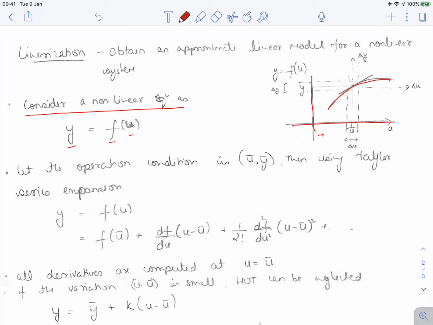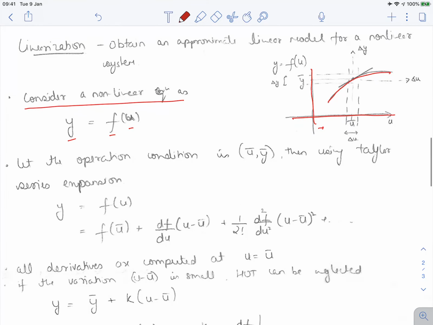Okay, so the first step behind linearization is we select an operating condition. This operating condition is generally named by several names. It could be the equilibrium point or the steady state point. We will come onto this aspect. So let's say I select this operating point where I want to analyze my system. At this operating point, let's say we have this u bar and I have this point as y bar.